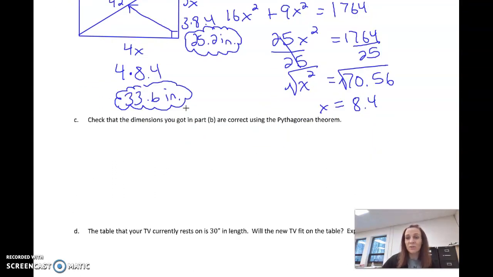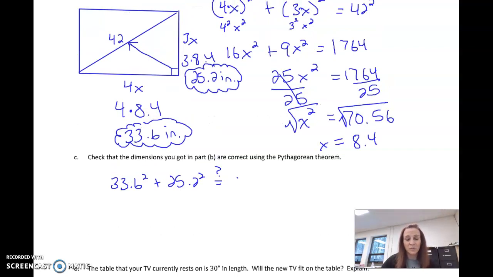So check those. Check those are right. Okay, so what does that mean? We're asking, is 33.6 squared plus 25.2 squared equal to our diagonal, 42 inches squared? So I'm just going to type this on a calculator. 33.6 squared plus 25.2 squared. That equals 1,779.21. And I think I typed something in incorrectly, so don't write that down. Sorry.